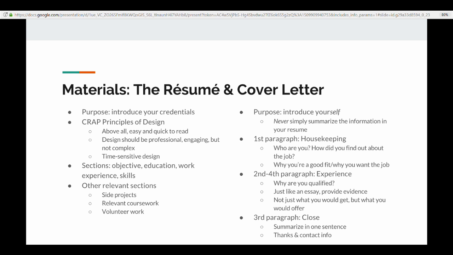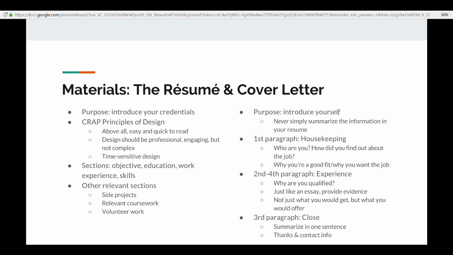Now, some other relevant sections that you might include, and this is especially the case if you don't have any professional experience yet. You might want to include some relevant coursework. You might want to include volunteer work that you've done, especially if it's relevant to the company or the work that they carry out. And then finally, some side projects.